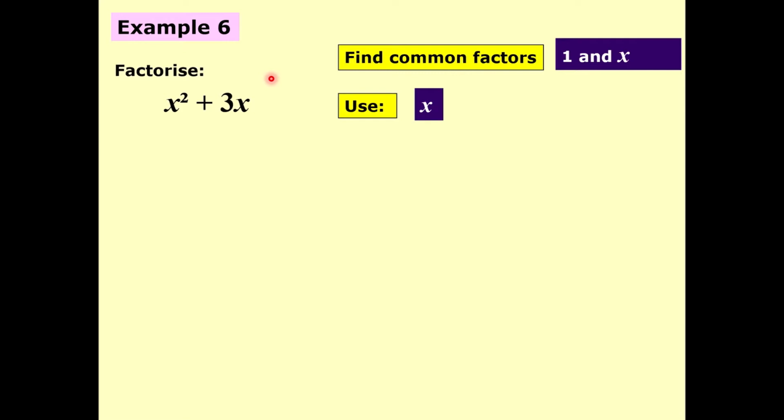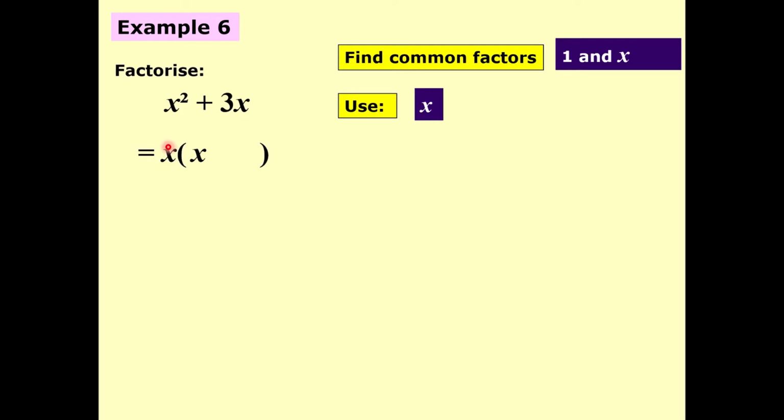So we're going to be using x as our common factor that we're going to use on the outside of our bracket. So we're going to start by taking x on the outside, and now we need to figure out what we're going to put on the inside. So x times what gives us x squared. Remember, x squared means x times x. So we're just going to have x as our first term. So x times x gives us x squared.